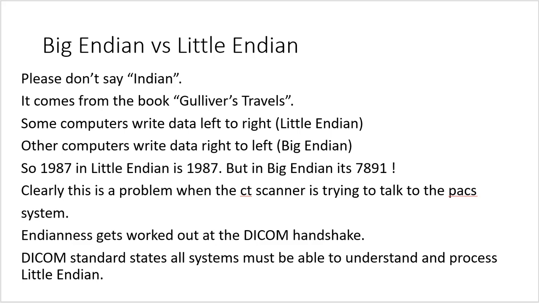So, some computers write data from left to right, and that's called Little Endian. Other computers write data right to left. That's called Big Endian. So 1987, if it was expressed in Little Endian, would be 1987. Simple. But here's the trick. In Big Endian, it's 7891. So that's why Microsoft and Apple don't play well together, because one uses Little Endian and one uses Big Endian.